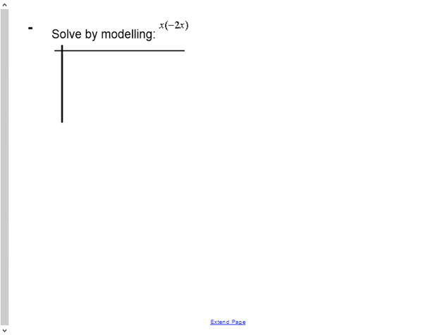Our next question says solve by modeling. It says x multiplied by negative 2x, so we need to choose this side to be our x, and our other side to be our negative 2x. Once we do that, we can fill it in. Since an x times an x is an x squared, our answer is negative 2x squared.